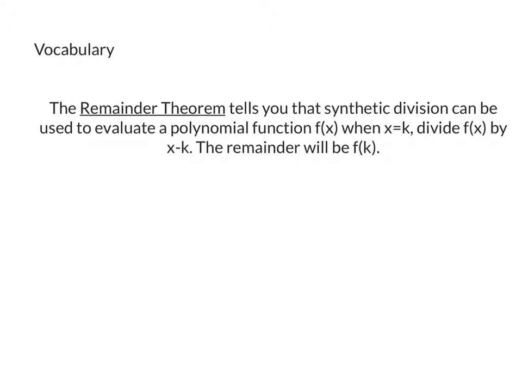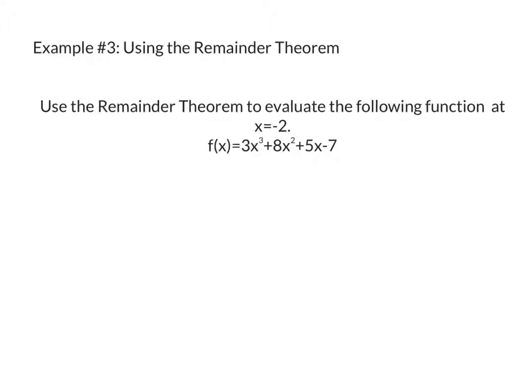Lastly, or close to lastly, it says the remainder theorem tells you that synthetic division can be used to evaluate a polynomial function f of x when x equals k. So we're going to divide f of x by x minus k. The remainder will be f of k. So what this means for us is essentially we can evaluate a function by subbing the remainder of the function back into itself.